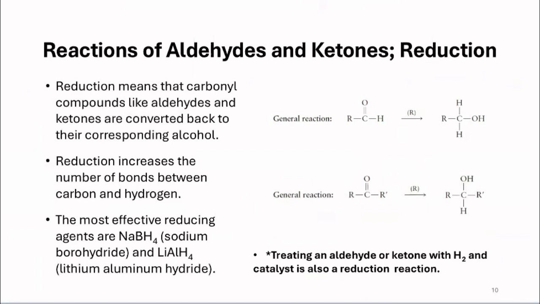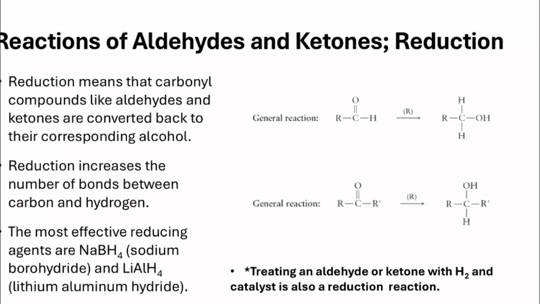When it comes to the hydrogenation of aldehydes and ketones, the example that we just saw is called a reduction reaction. The reason we call it a reduction reaction is because you have fewer bonds between carbon and oxygen. Additionally, in order to make that primary alcohol from the aldehyde or that secondary alcohol from the ketone, we can use other reagents to perform that reaction.